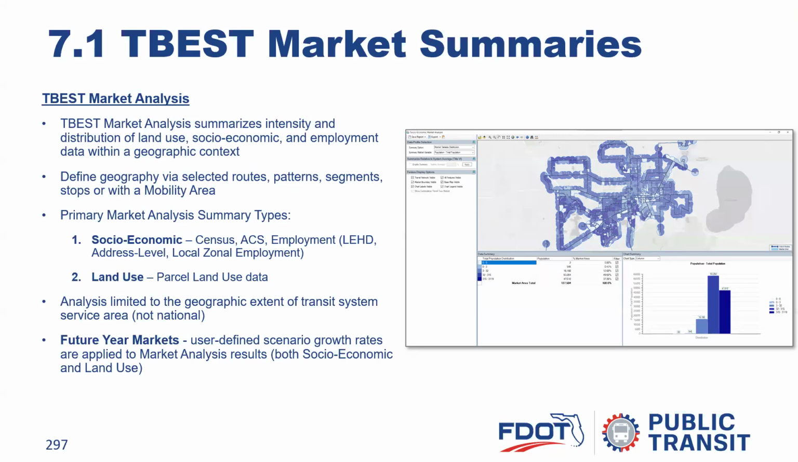All right, so the market analysis summarizes the intensity and distribution of land use and SE data employment within a geographic context. You can define the geography via selected routes, patterns, segments, stops, or within a mobility area. The primary market analysis summary types are census data, ACS data, and employment data. If you have address level data, you can summarize that as well. And the local zonal employment option is not available anymore.